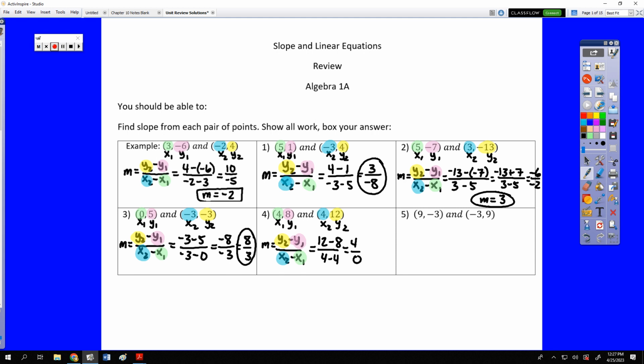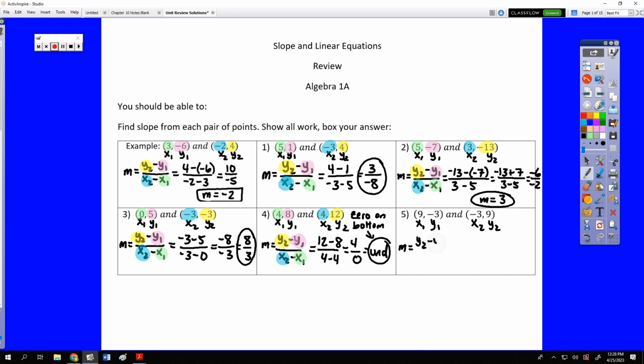Anytime there's a 0 on the bottom, that tells us our slope is undefined. Okay, a 0 in the denominator is undefined. It's one of our special case situations. 4 divided by 0 throws a domain error in your calculator, so that would be undefined. If 0 had been on top, then the answer would have been 0.